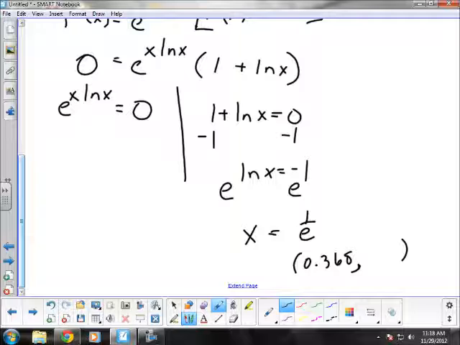The original equation. Yep. So 1 over e to the 1 over e. Right. My original equation was y is equal to x to the x. So if x is 1 over e, then I get 1 over e to the 1 over e power. Right?